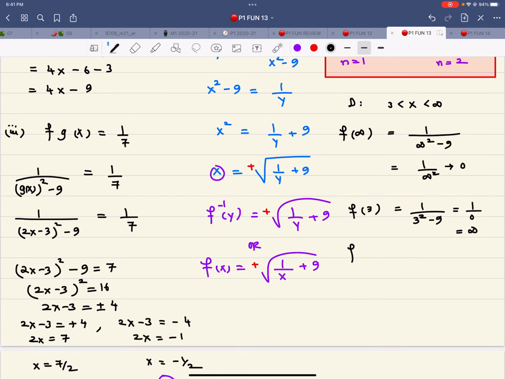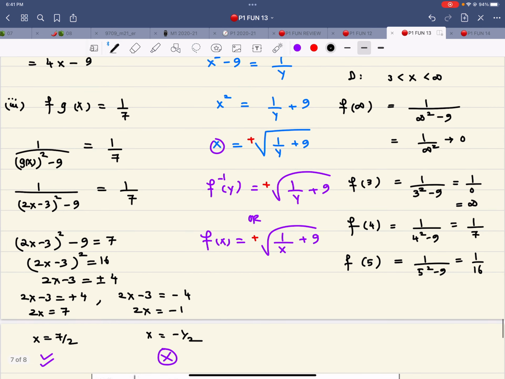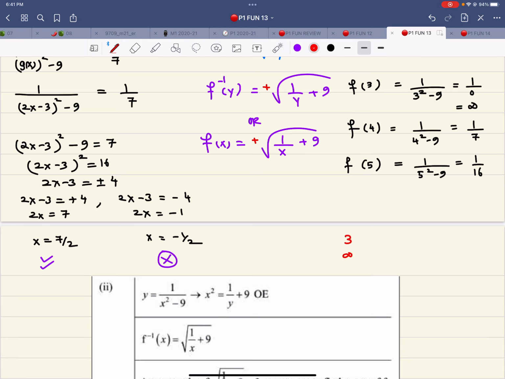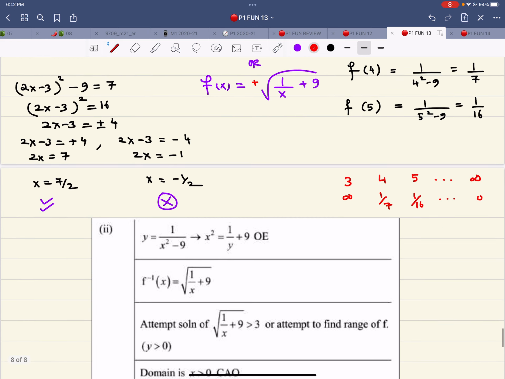If I choose 4, that is 1 over 4 squared minus 9, which is 16 minus 9, which is 7. If I choose 5, 1 over 5 squared minus 9, 25 minus 9, is 16. That means the numbers are getting smaller. So 3 is giving me infinity, 4 is giving me 1 over 7, 5 is giving me 1 over 16, and so on, and infinity is giving me 0. Got the idea? Therefore, this is not inclusive. Neither do you reach infinity nor is 3 included.